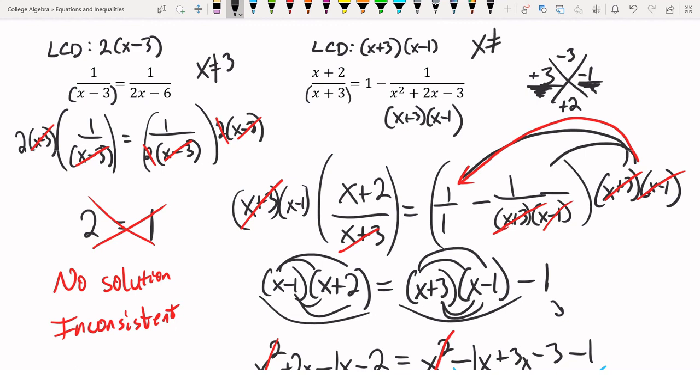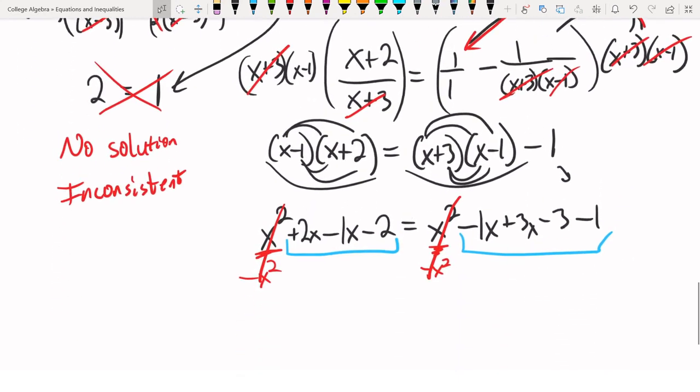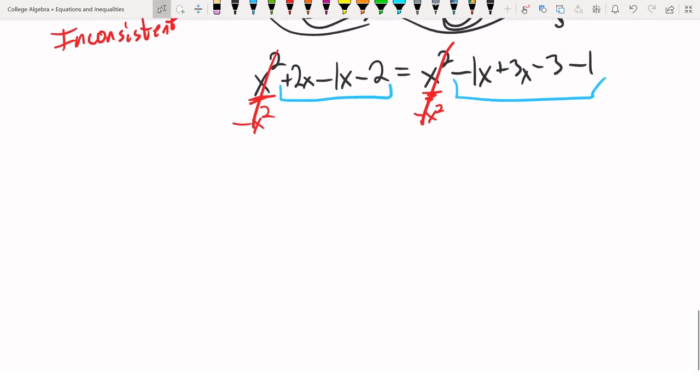x cannot equal, when does it make the denominator 0? For here, negative 3 plus 3 is 0. We have to exclude a negative 3. This is also a negative 3 plus 3 is 0. This right here is a 1 minus 1 is 0. So positive 1 must also be excluded here. So those are the two numbers we have to exclude, and that'll come into play at the very end. It didn't really do anything on the last problem because we had a false statement, so there was no solution in general. But in this problem, hopefully it'll come into play.